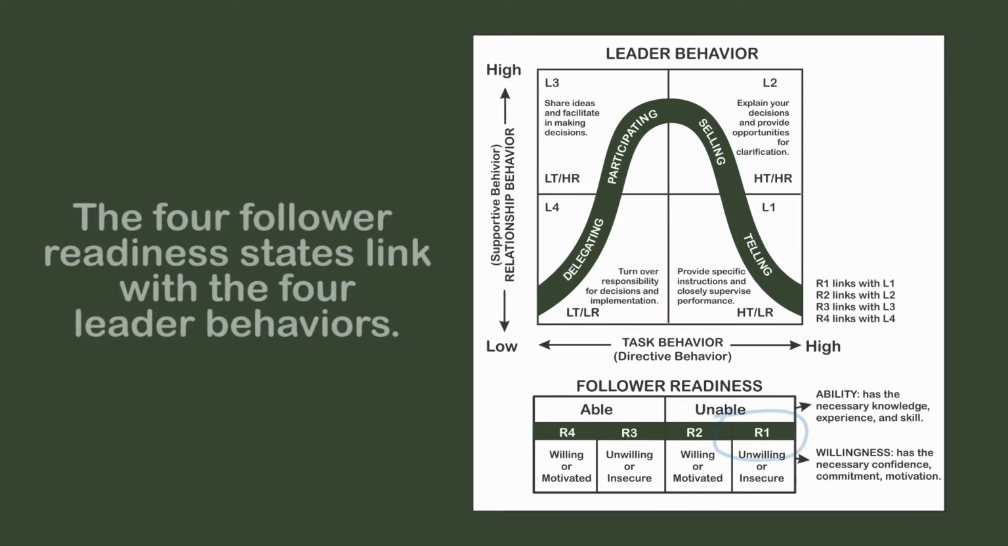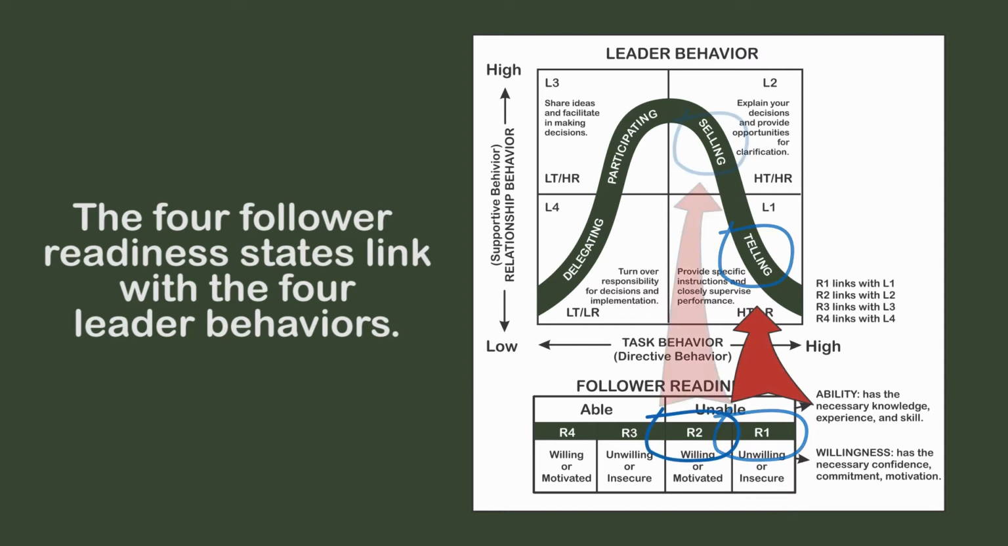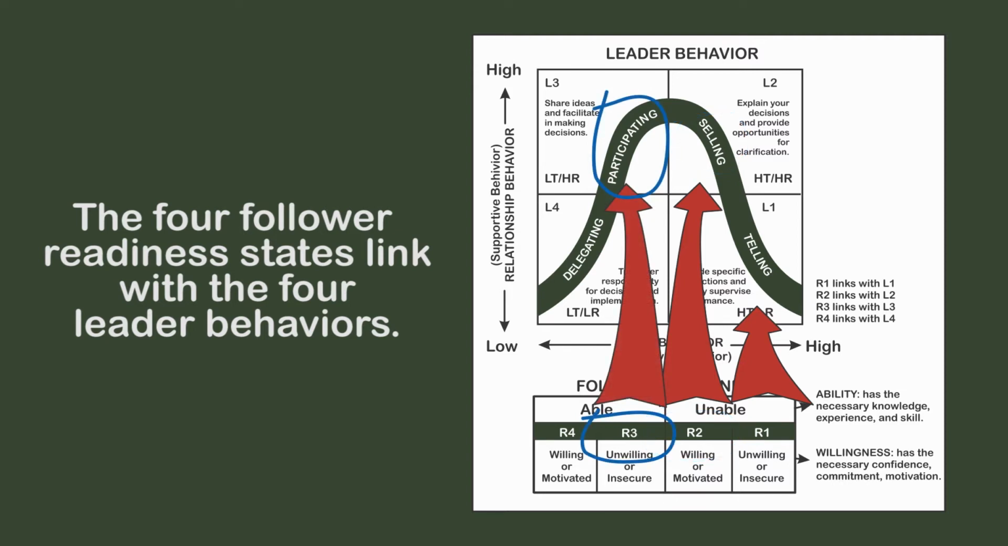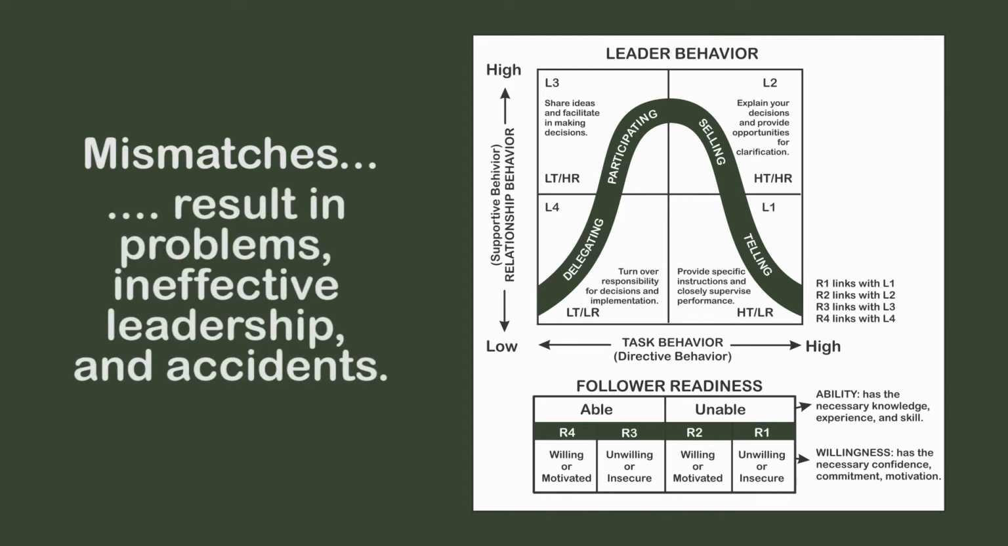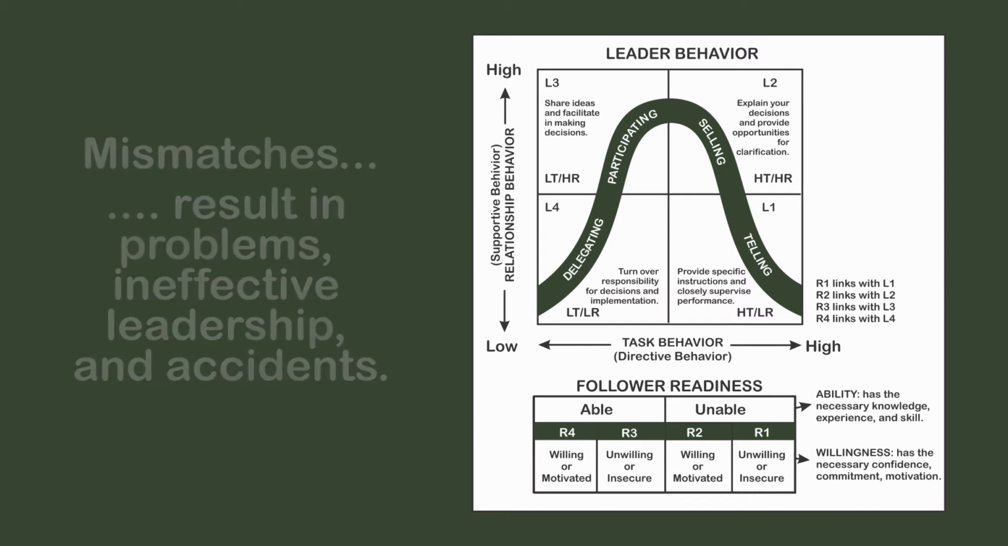The 4 leadership behavior cells and labels are linked with the 4 follower readiness states. The leader assesses the follower's readiness and then applies the appropriate leadership behavior. The purpose of assessing the follower and applying the appropriate leadership style is to avoid mismatches. Mismatches can lead to problems, ineffective leadership, and accidents. The following examples are some mismatches.